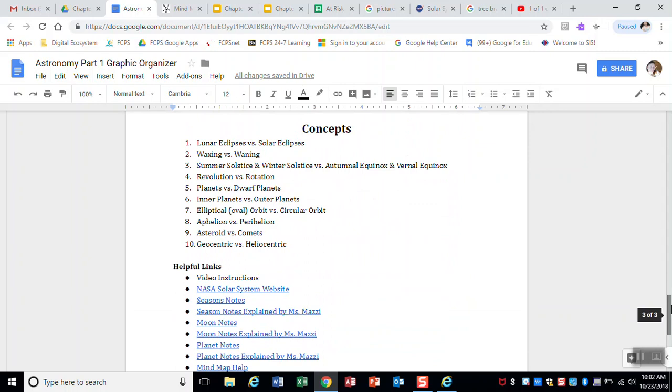We did a lot of compare and contrast. So what is a lunar eclipse versus a solar eclipse? Waxing versus waning. Summer solstice and winter solstice versus autumnal equinox and vernal equinox. What is revolution versus rotation? What are planets versus dwarf planets? Like, what are the difference between the two? What are the differences between inner planets and outer planets? What about elliptical orbit versus a circular orbit? Like, which one do we have? Aphelion versus perihelion, asteroid versus comet, geocentric versus heliocentric solar system.